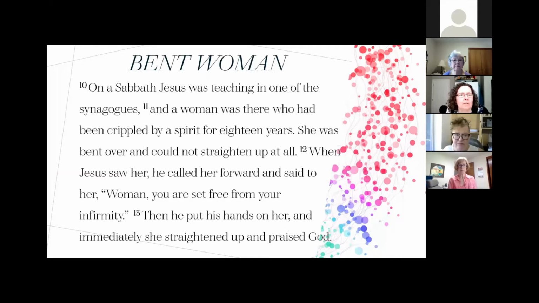On a Sabbath, Jesus was teaching in one of the synagogues, and a woman was there who had been crippled by a spirit for 18 years. She was bent over and could not straighten up at all. When Jesus saw her, he called her forward and said to her, "Woman, you are set free from your infirmity." Then he put his hands on her, and immediately she straightened up and praised God. So in this healing story, there is a problem: she's crippled by a spirit for 18 years. The solution is she's set free. And then the proof is she straightened up and praised God.